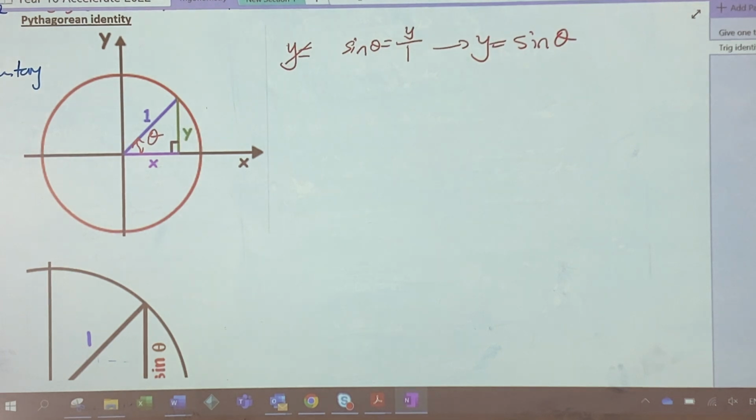How do we represent x? What's cos theta? Cos theta is adjacent over hypotenuse. So x is cos theta.